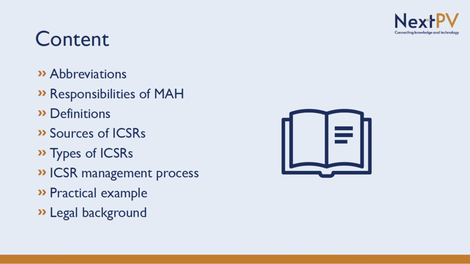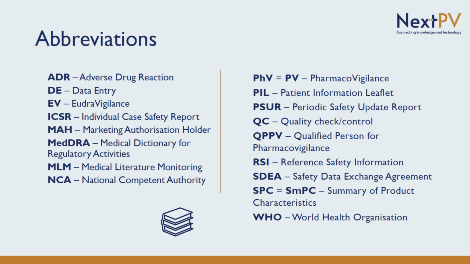Content. Let's look at what we'll cover today. Our agenda includes abbreviations, the responsibilities of marketing authorization holders, MAHs, definitions, sources and types of ICSRs, the ICSR management process, a practical example, and the legal background. This outline provides a comprehensive view of what it takes to manage ICSRs effectively, from understanding the basics to meeting regulatory requirements.